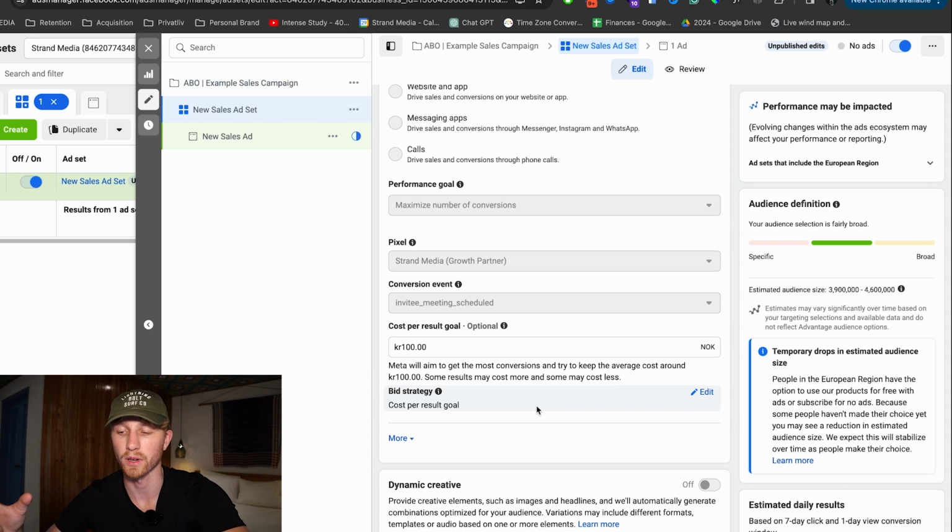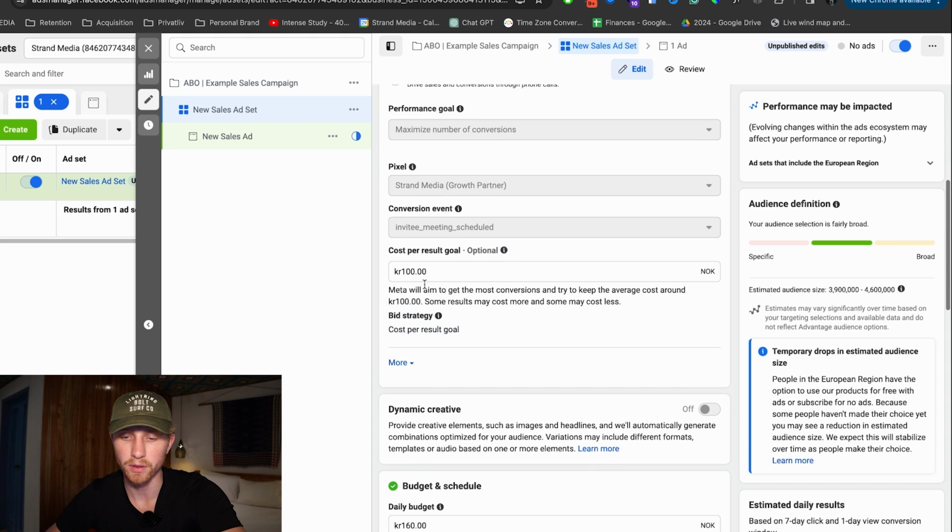And on the good days when the algorithm sees a lot of potential, it will try to max that out and get as many conversions as possible for lower costs, lower than 100 kroner. And on some days when the results aren't good, it's going to reduce how much I'm spending, and it's probably not going to spend all of the daily budget that I put on the ad set level.